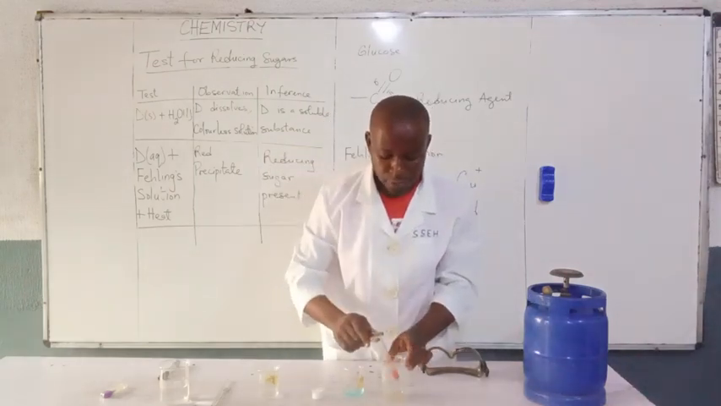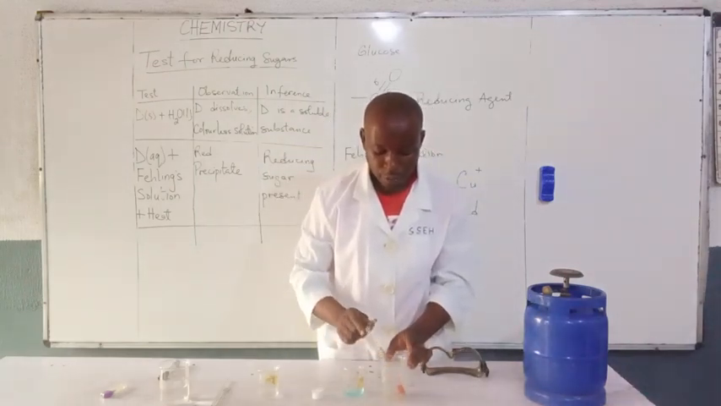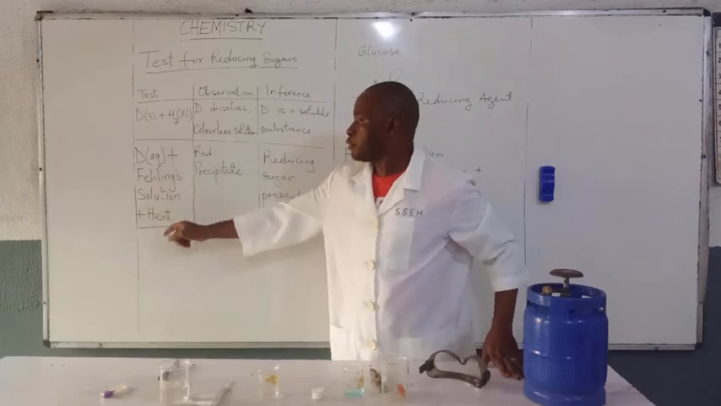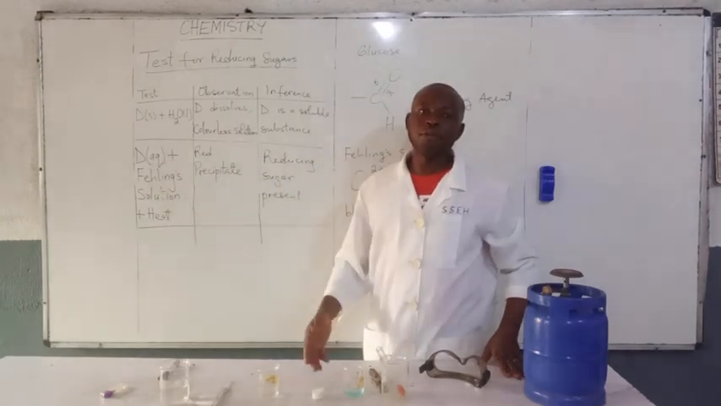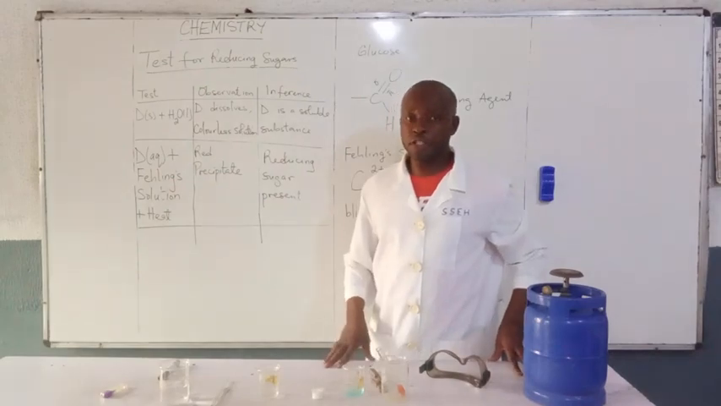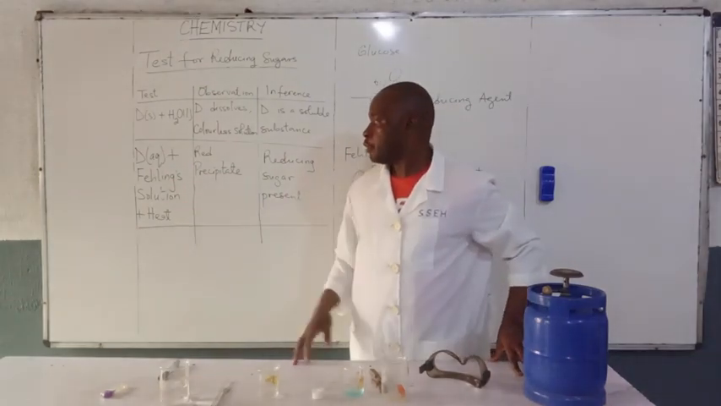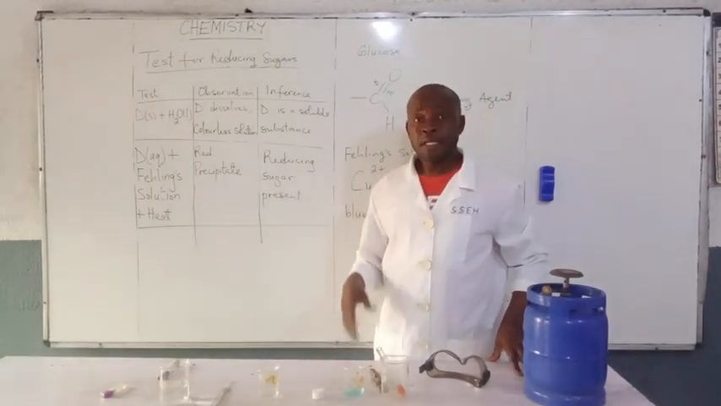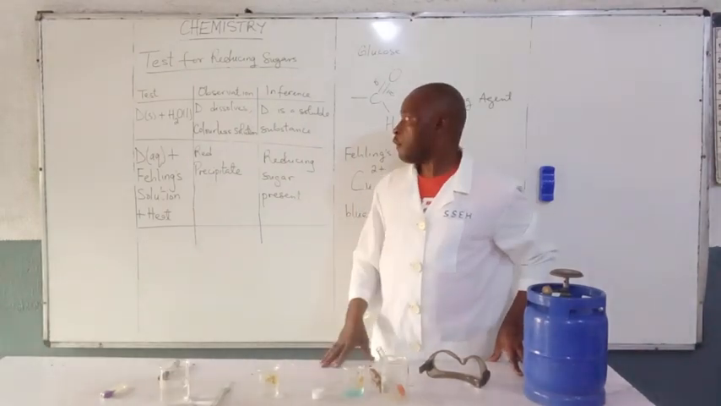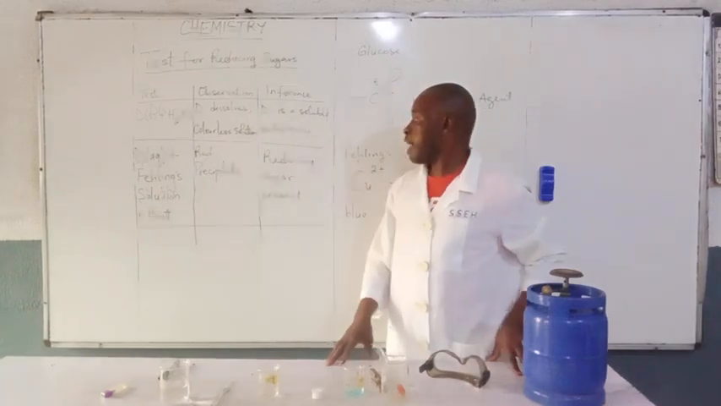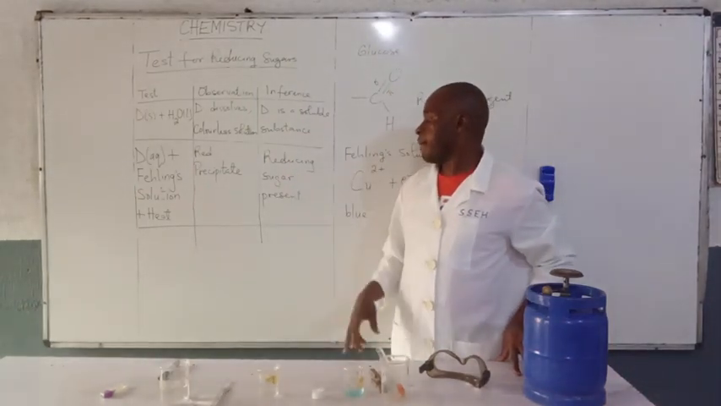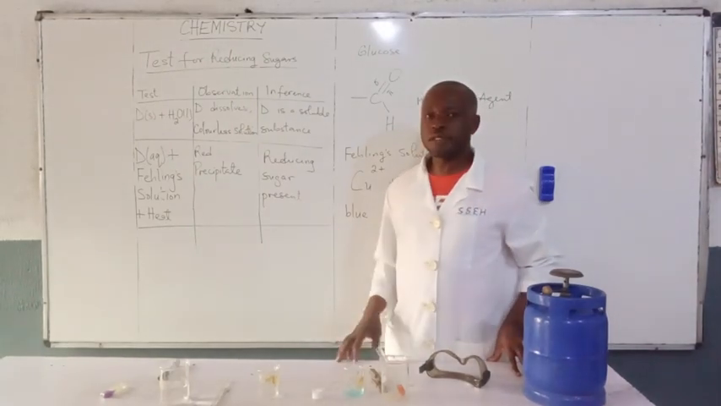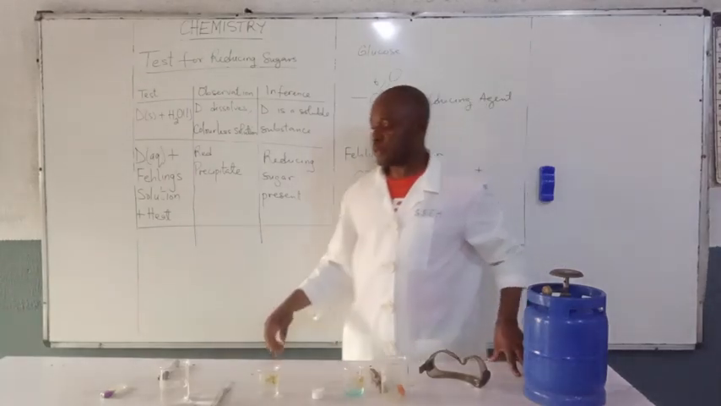Okay, you have to drop this and then report. Report what you have observed on the board. When we added Fehling solution to the sample of suspected reducing agent and then we heated, we observed red precipitate. What does that tell us? That is a positive test for reducing sugars. So we have to infer reducing sugar present. Do you understand? Why do we have this red precipitate?